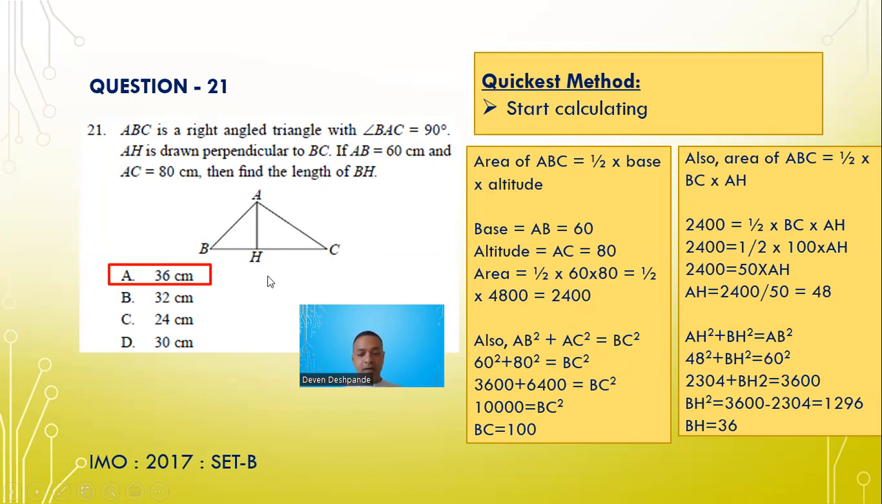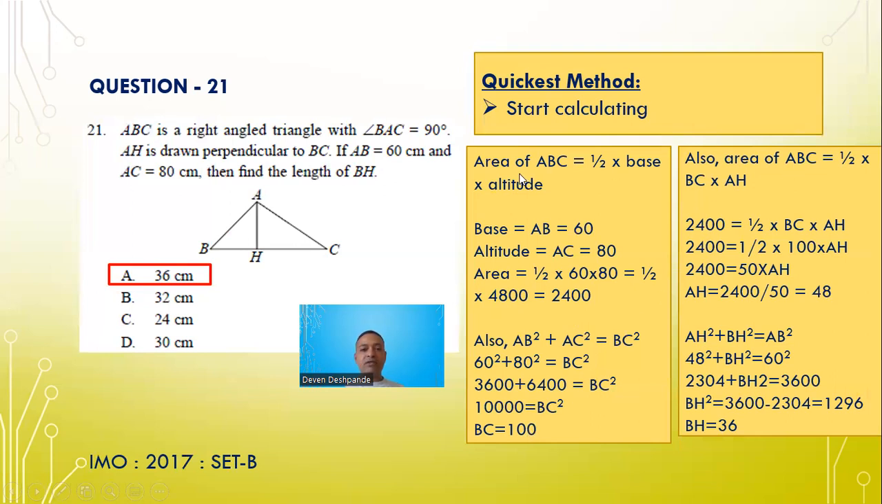So area is 2400. Also, AB square plus AC square will be BC square because angle A is 90 degrees and Pythagoras is AB square plus AC square is BC square. What is AB? AB is 60. 60 square plus AC, what is AC? AC is 80. 80 square is BC square. 60 square is 3600. 80 square is 6400. 3600 plus 6400 is 10,000. 10,000 is BC square. So what is BC? BC will be square root of 10,000, which is 100 because 100 into 100 is 10,000. So BC is equal to 100.